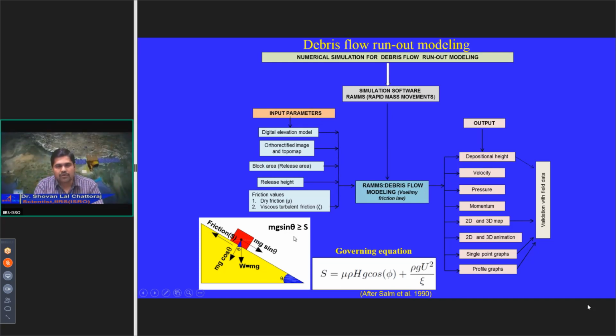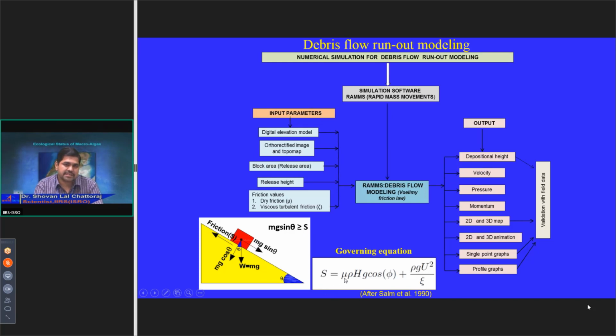Now, how do I calculate this mg sin theta? The theta angle will be considered by the software from the DEM that you have given. The mass, or the volume, will be taken care of from these two. Now, how do I calculate the S, the total friction?